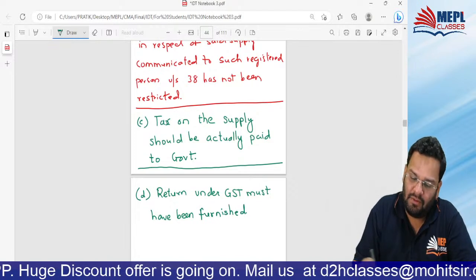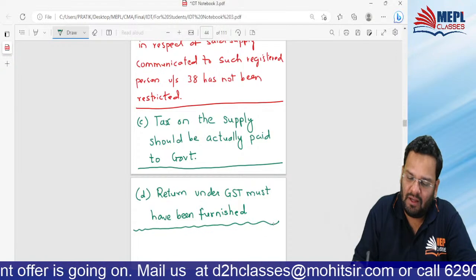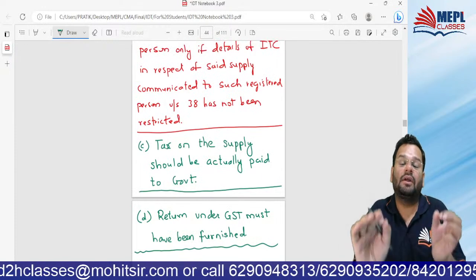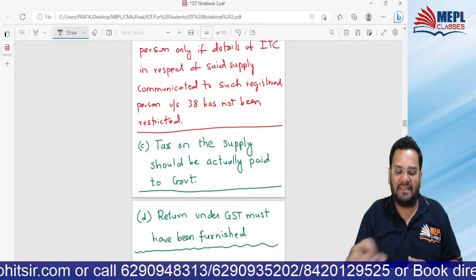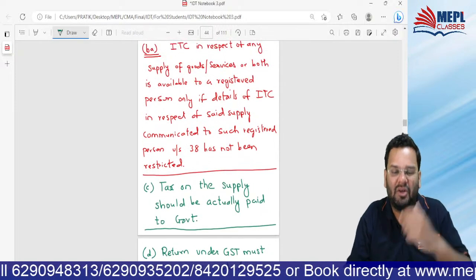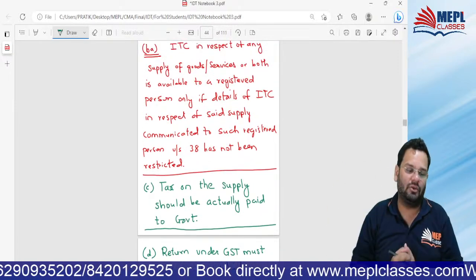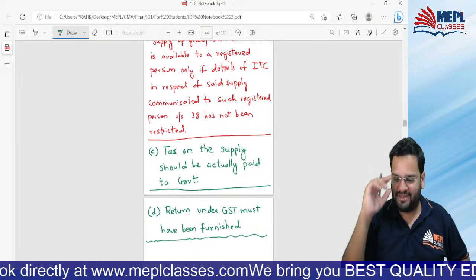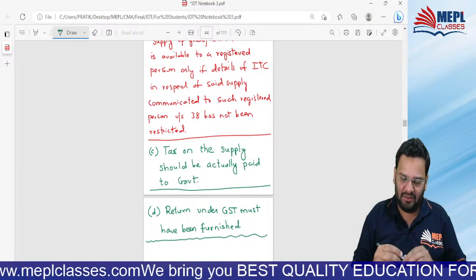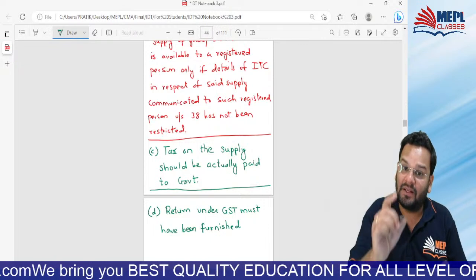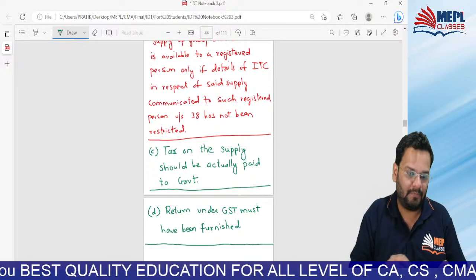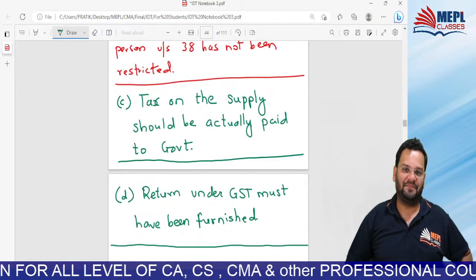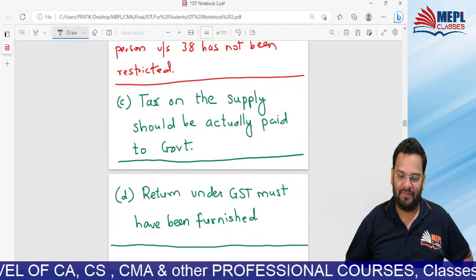So when these six conditions are satisfied, I am ready to claim input tax credit. Did you all understand all the six conditions? Except to some extent the BA condition, because as we go ahead, you will understand it in much more depth. Yes or no, guys? Are all the six conditions to claim ITC clear to all of you? Along with the explanation.